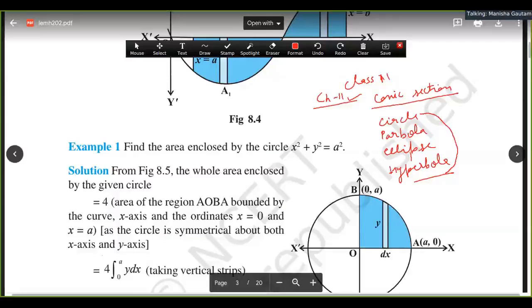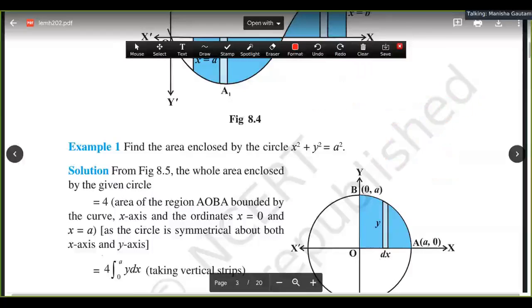Here in this chapter, we will use especially these three curves: equation of circle, equation of parabola, and equation of ellipse. All these curves' equations you must know, because these are used in this chapter, chapter number 8. Here is example number first.